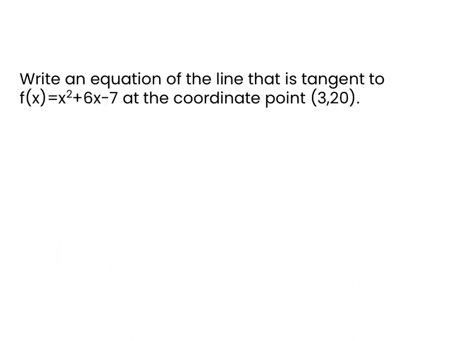Last problem here says, write an equation of the line that is tangent to f of x equal x squared plus 6x minus 7 at the coordinate point 3, 20. Remember, if we're trying to write a tangent line equation, we just need an m, an x1, and a y1. Well, they already gave us x1 and y1 here, so the only thing I need is m. Now, we know from studying calculus that if we take the derivative of any function, that's the slope at any point, which is what we need.